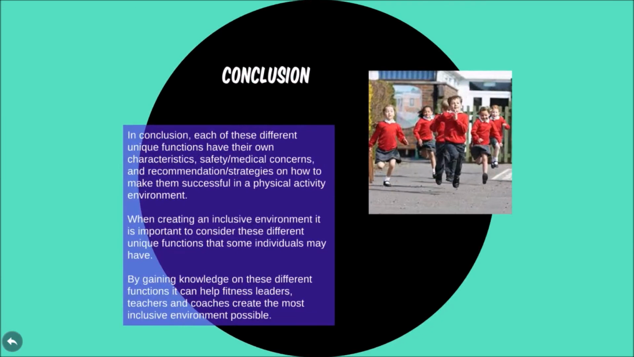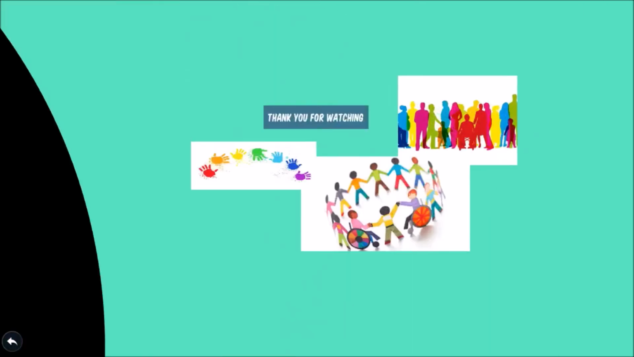So in conclusion, each of these different unique functions have their own characteristics, safety and medical concerns, and recommendations and strategies on how to make them successful in physical activity. When creating an inclusive environment, it is important to consider these different unique functions. Also, by gaining knowledge on these different functions, it can help fitness leaders, teachers, and coaches create the most inclusive environment possible.